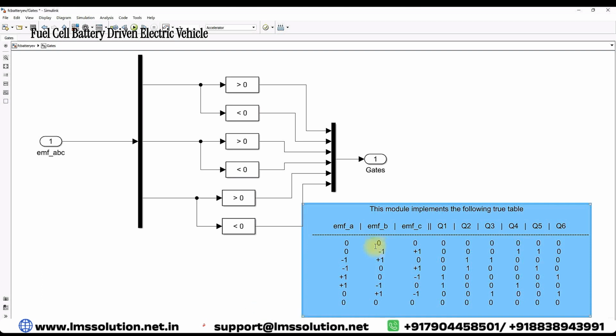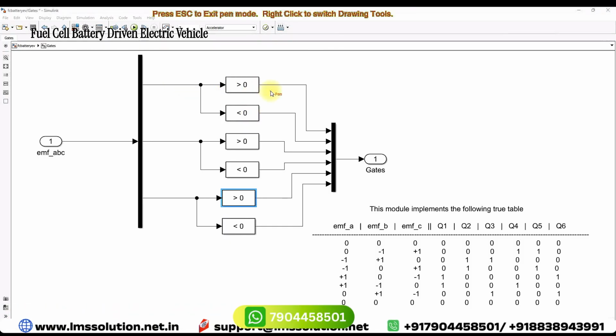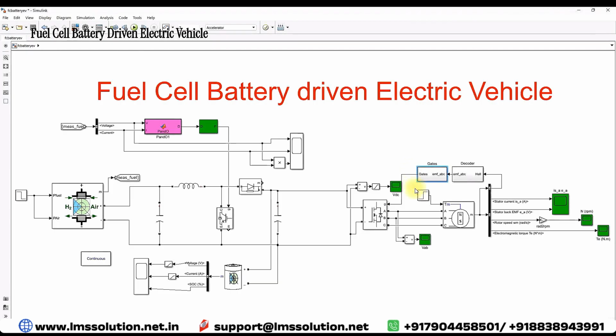Here you will see that based upon this back EMF detail, the back EMF is going to be compared with 0, greater than 0, less than 0. Each phase of the back EMF will be compared with greater than and less than 0. Based upon that, we are getting the switching pulses Q1, Q2, Q3, Q4, Q5 and Q6. This is going to be used to control this voltage source inverter to control this BLDC motor.